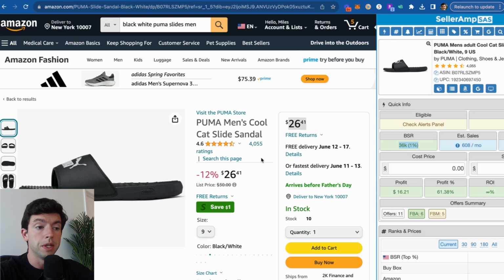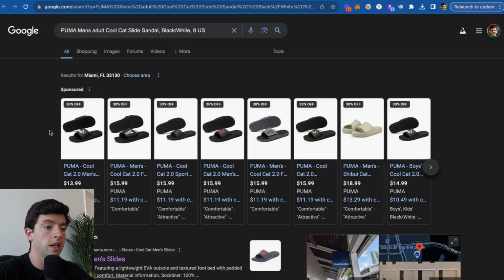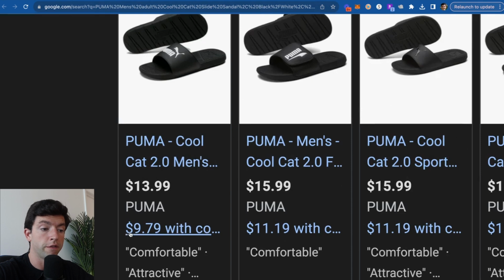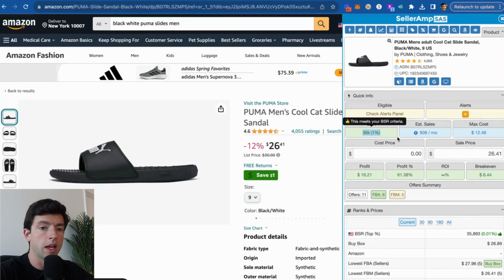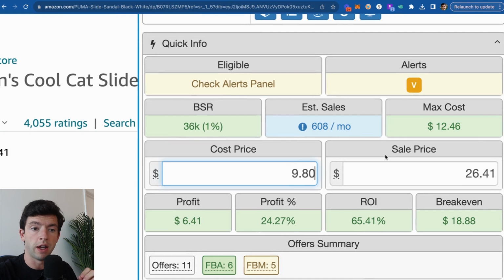We can see this product's currently going on Amazon for $26.41. And if we plug it in on Google with SellerAmp, just hitting the Google button right here, we can actually see that the Puma website is selling it for only $9.80 specifically. So if we go ahead and plug that in on SellerAmp right here, $9.80, we can see that leaves about $6 profit per sale and about a 65% ROI.